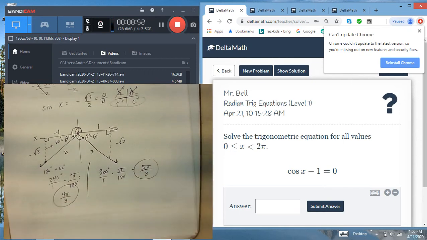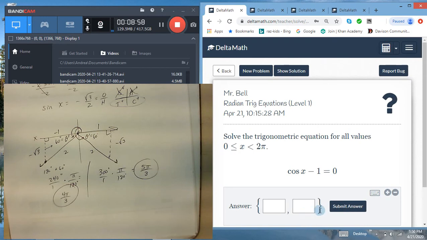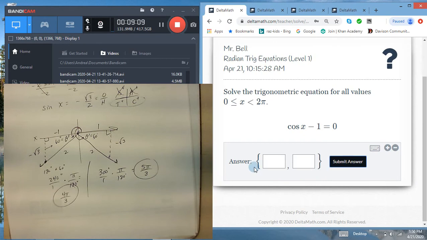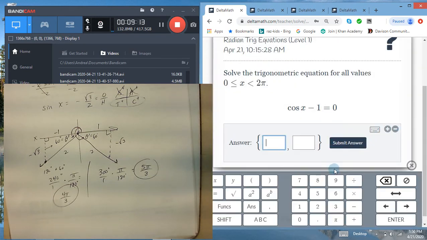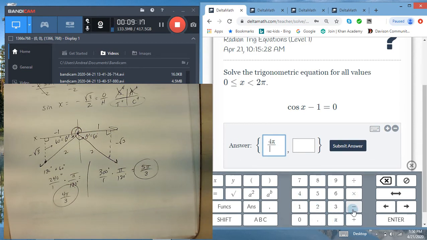I think I'll model this one more time in case you forgot how to punch in 2 solutions. This is where you hit this positive sign right here. All right, that adds another answer blank, and you can take it away if needed by doing that, okay? So you're going to put 4 pi over 3 in here. Remember, the pi button is... Oh, come on, let me put it in there. Oh, yeah, click this button. So we'd say 4 pi over 3. Like that. Okay.